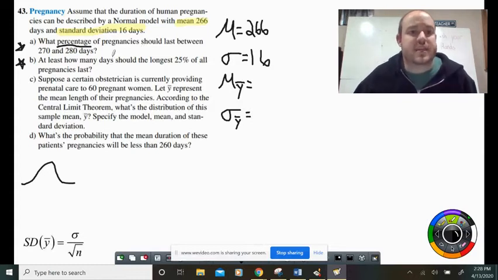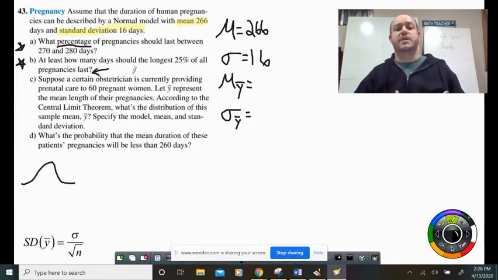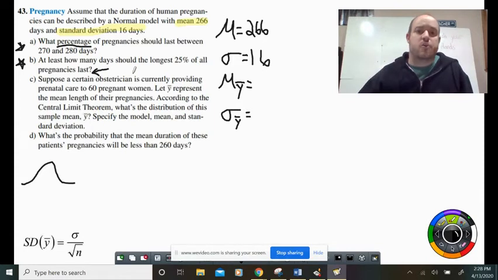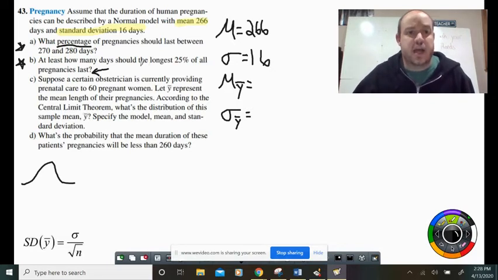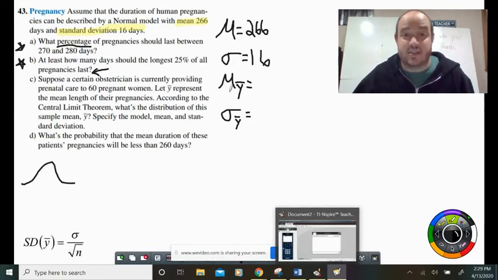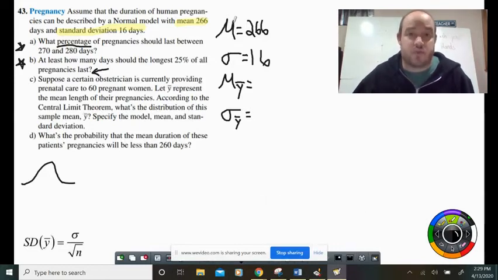Okay. Next question says, at least how many days should the longest 25% of all pregnancies last? This is our old school backwards question. It's saying how many days should it take for it to be in the longest 25% of all pregnancies? So in other words, we want to know where is the cutoff in terms of days for our longest 25%. So we want to know the top 25%. Again, we have not mentioned anything about sampling distribution. So we are not dealing with our new numbers at all. We are dealing with the original numbers.